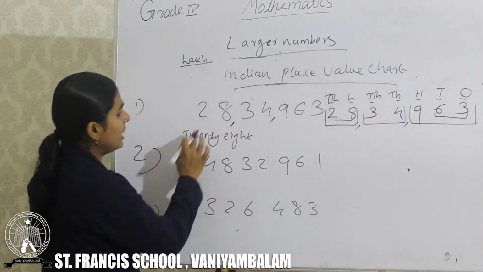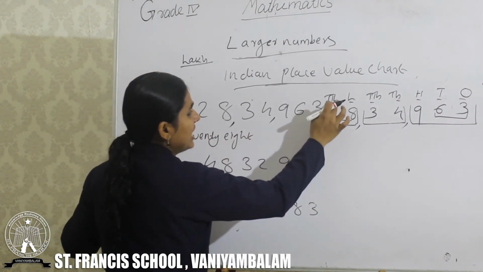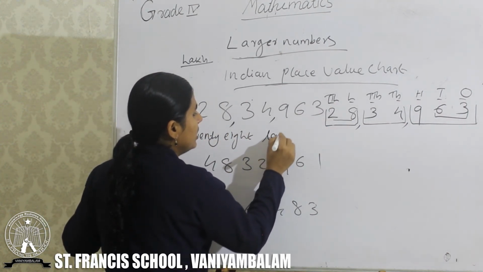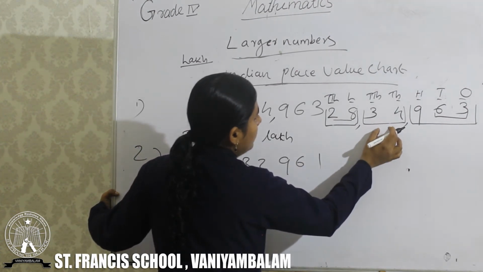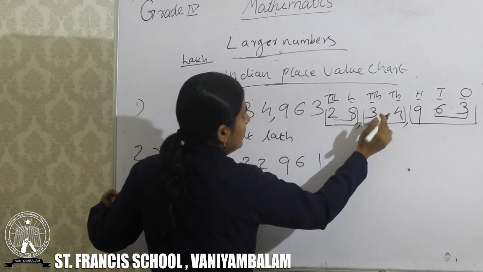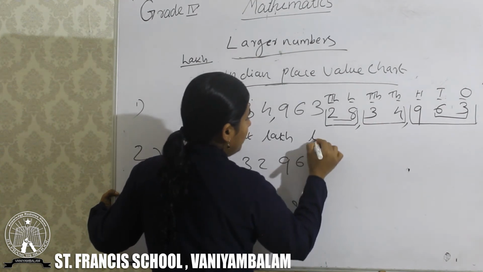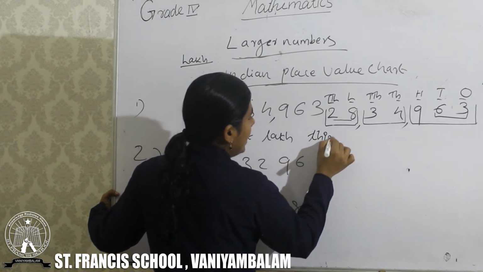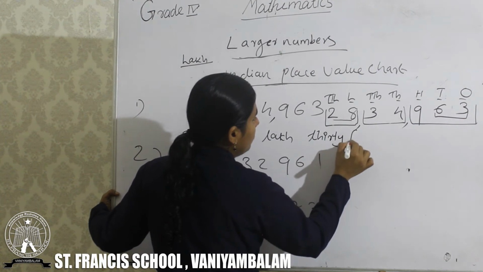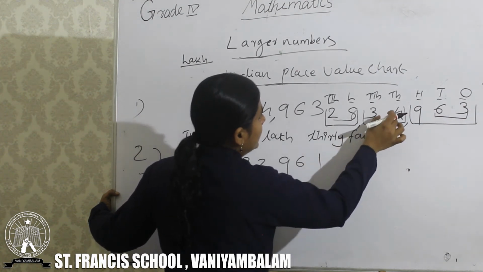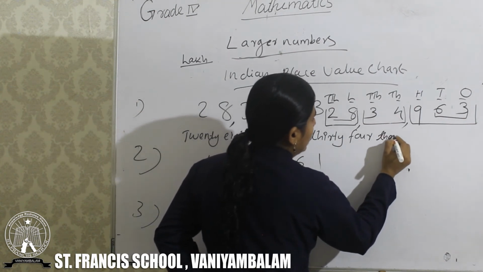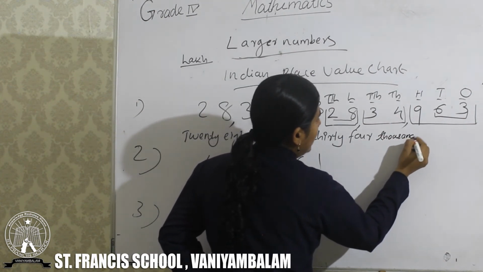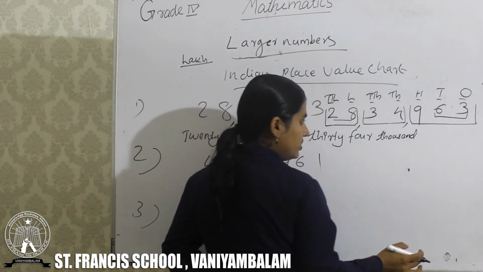Here 28. This 28 stands in which place? Lakh. That is 28 lakh. Then the next one we have which place? 1000. Here we have which number? 34. Thirty-four. This 34 stands in which place? 1000. 34,000.